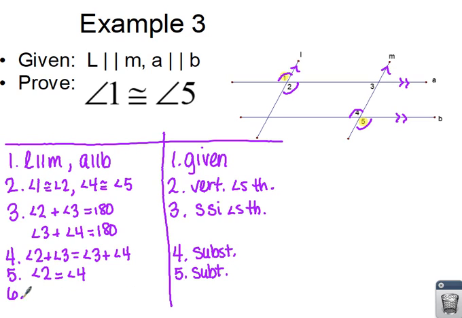Now, let's go back and use those vertical angles that we had before. What was angle 2 equal to? Angle 1 from up here in step number 2. Okay. What was angle 4 equal to? Go back up here, angle 5. What did we need to prove? Angle 1 is congruent to angle 5. And we did that by substitution because I took 2 out, I put 1 in its place. I took 4 out, and I put 5 in its place. Proof. Voila. We'll get better at them as we go.